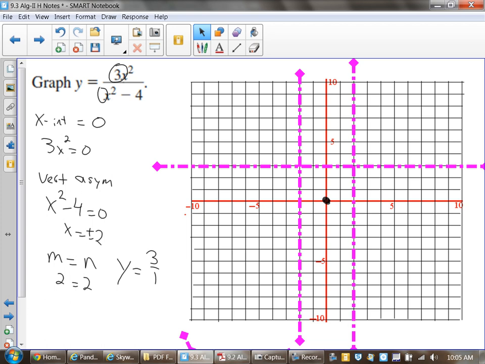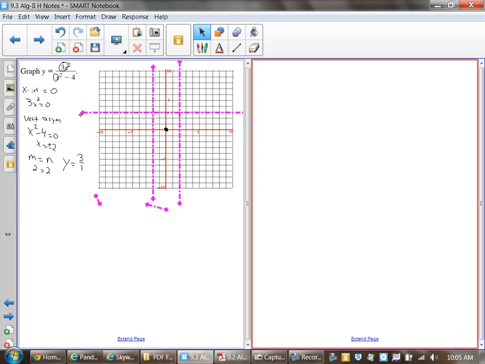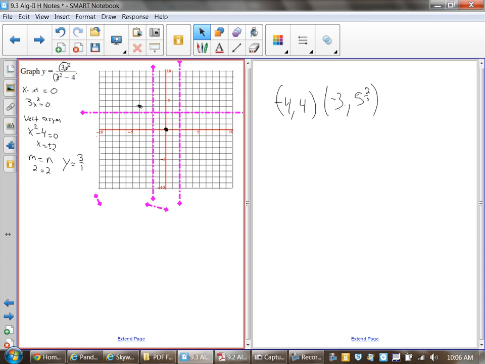Math is hard. Gotta find some points. Go to your table again. You always want to label out 2 points on either side. When I go to my table, I know that I have negative 4, 4. I'm trying to see if there's another clean one. Not really. So negative 3, 27 over 5 is 5 and 2/5. So negative 4 and 4, then negative 3, 5 and 2/5. So it's doing this.